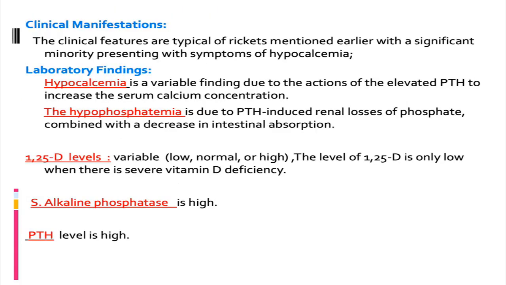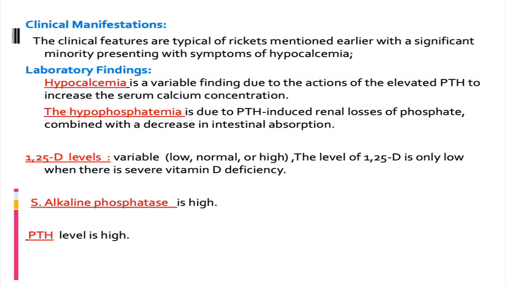Clinical manifestation. I will not repeat the clinical manifestations of rickets because they are typical of rickets mentioned earlier, with a significant minority presenting with symptoms of hypocalcemia. So rarely we find patients with nutritional rickets presenting with convulsion, stridor or carpopedal spasm. But we find typical features as mentioned previously, like craniotabes, bossing of the head, rachitic rosary, widening of the wrist, bowing of the legs, delayed dentition, and any other symptoms or signs we mentioned earlier.